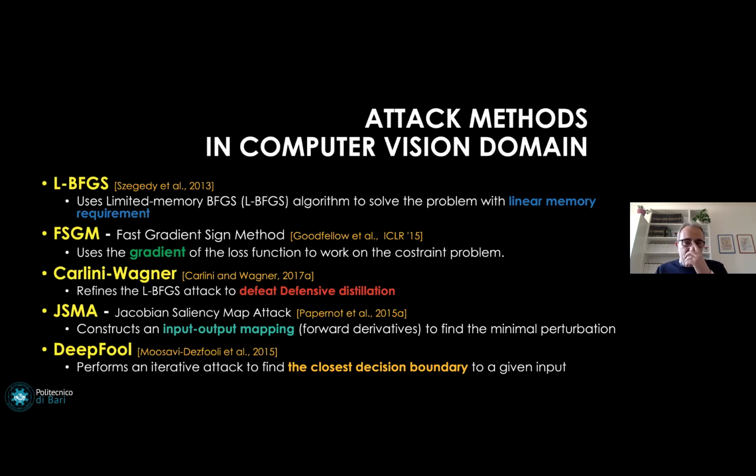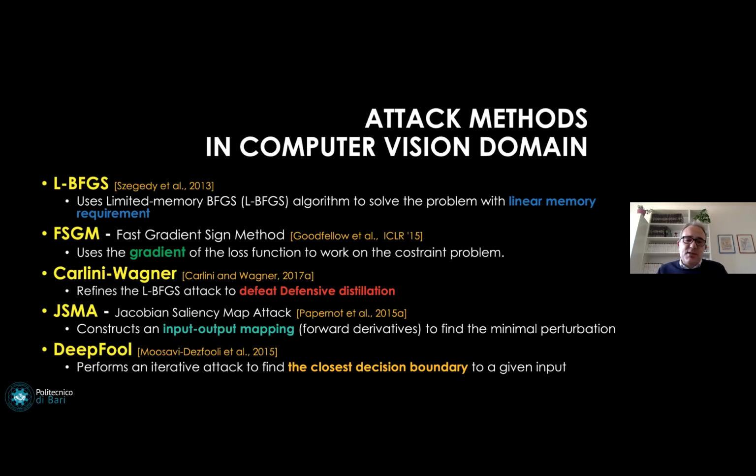These are the main methods that we have to attack computer vision systems. We present these methods in computer vision systems because they are at the basis of attacks that we can have in recommender systems, and also because in the computer vision domain, these attacks have been presented and discussed more. The first one is L-BFGS, which uses this algorithm to solve the problem with a linear memory requirement.